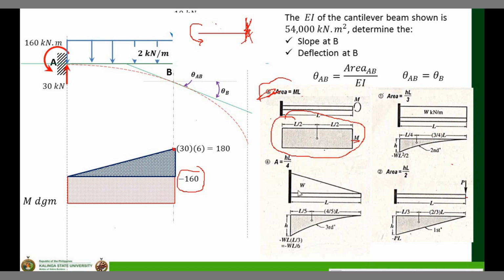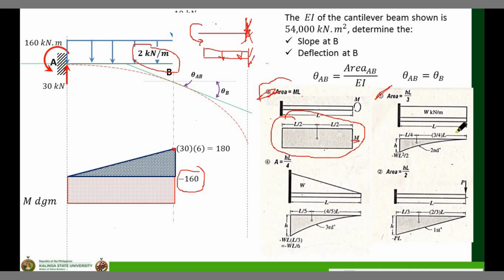Okay? So in the previous problem, may concentrated load, reaction nga 30, tapos may moment nga 160. At dapat load tayo, isu daytoy 2 kilonewton per meter na uniformly distributed load. Again, looking at this diagram, we have here a fixed support. Tapos, meron tayong uniformly distributed load, diagram number 1.